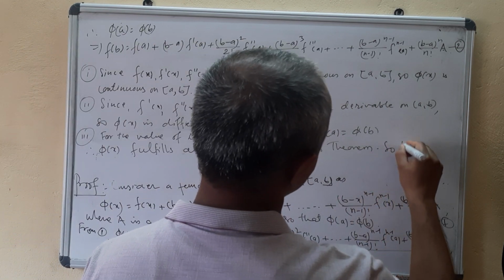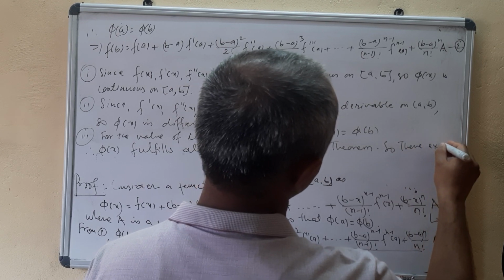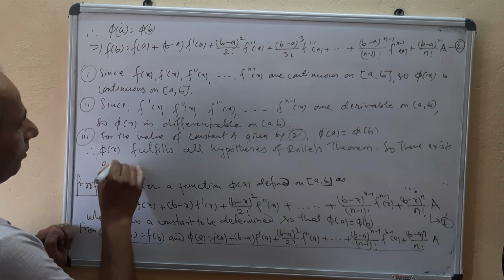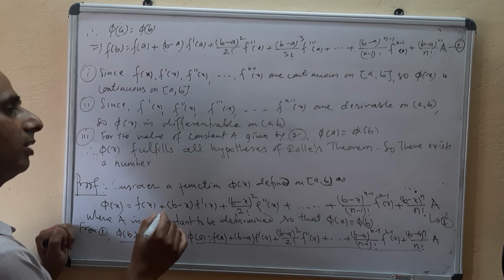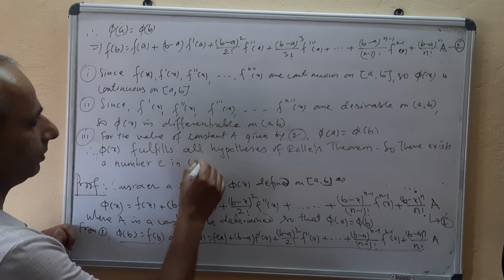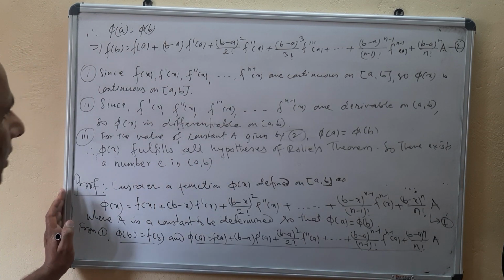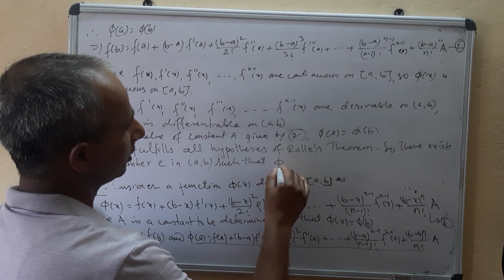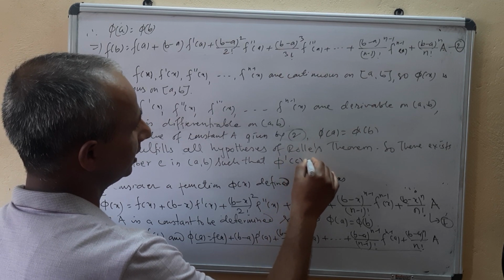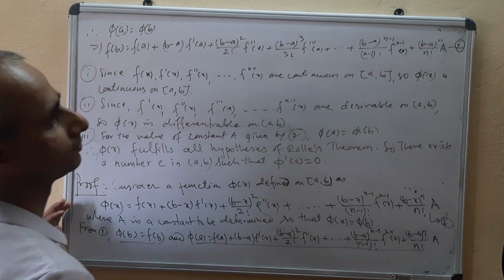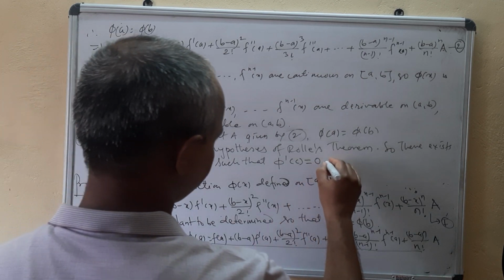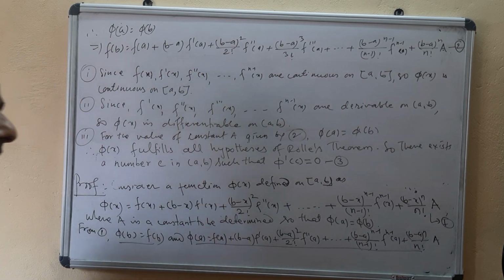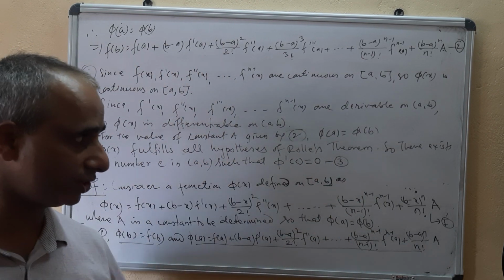So there exists a number, means at least one number, but I'm writing a number, C in open interval AB, such that phi dash of C equals 0. Let's say this is condition 3. Now we have to impose this phi dash of C equal to 0.